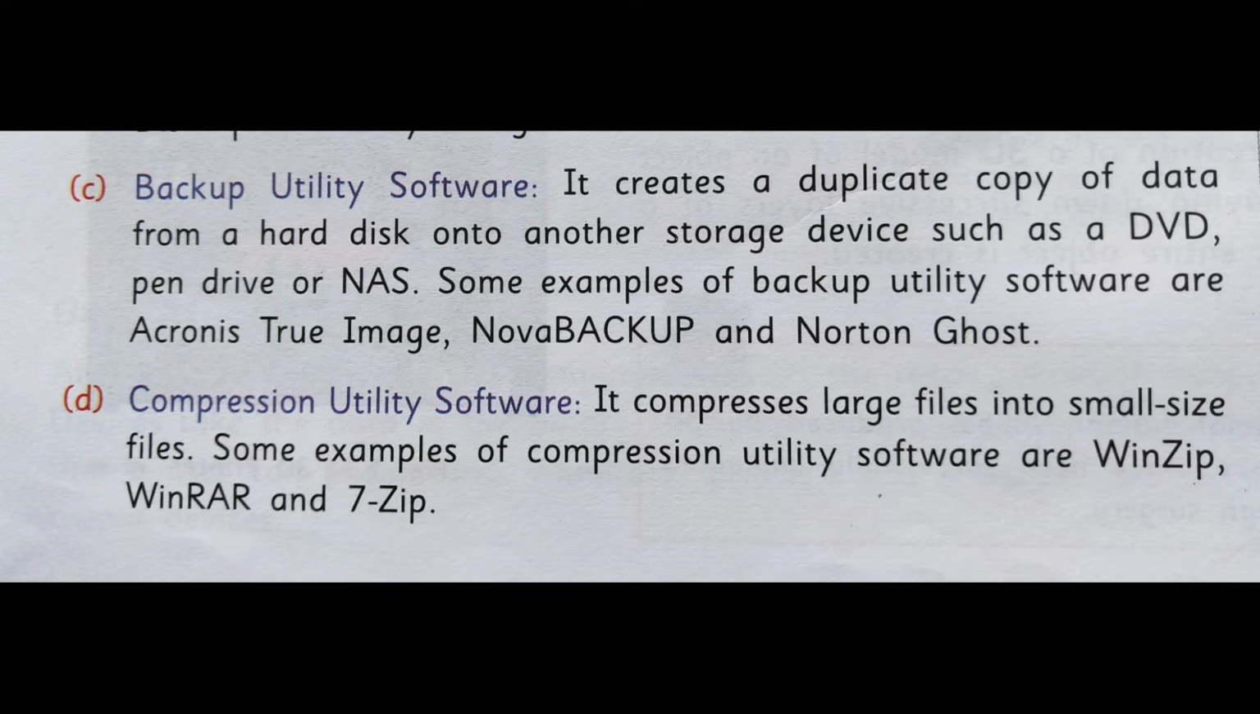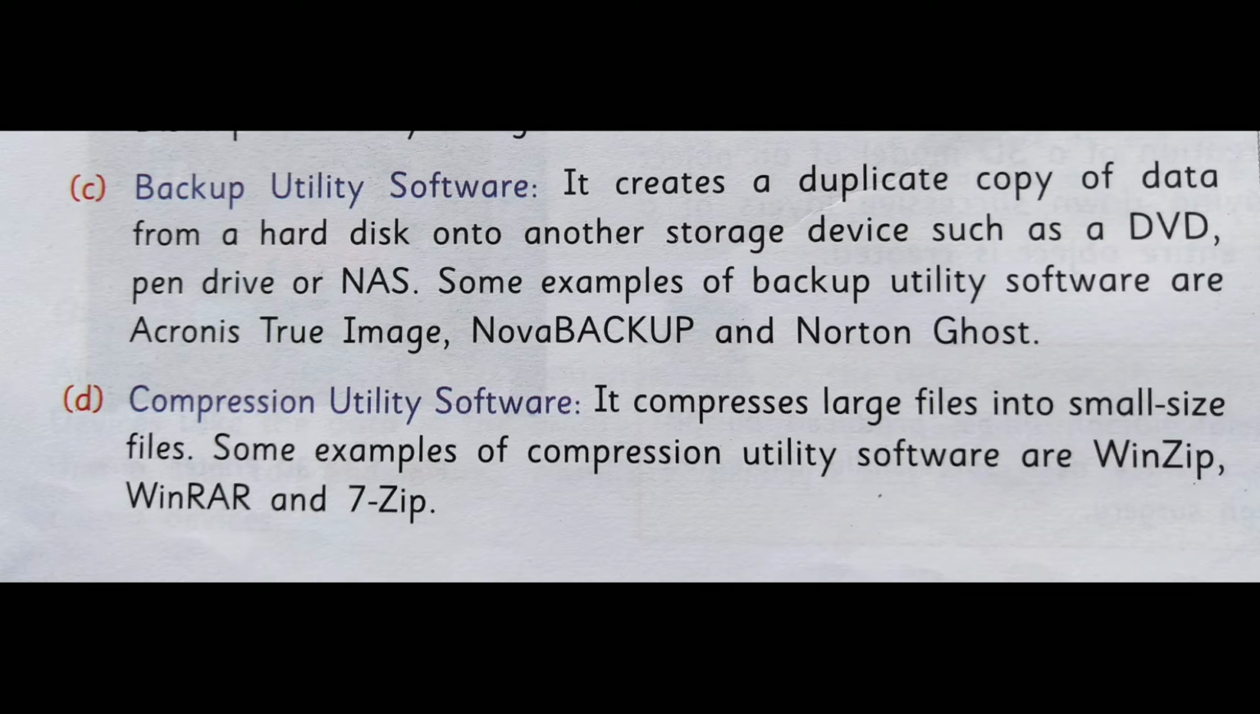Backup utility software. It creates a duplicate copy of data from a hard disk onto another storage device, such as a DVD, pen drive, or NAS. Some examples of backup utility software are Acronis, TrueImage, Nova Backup, and Norton Ghost.